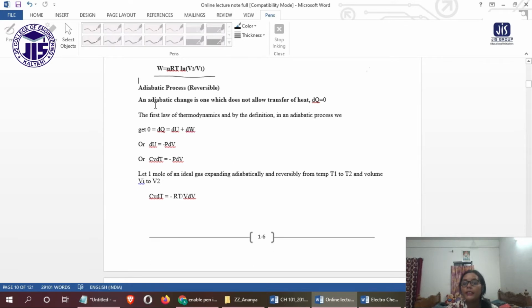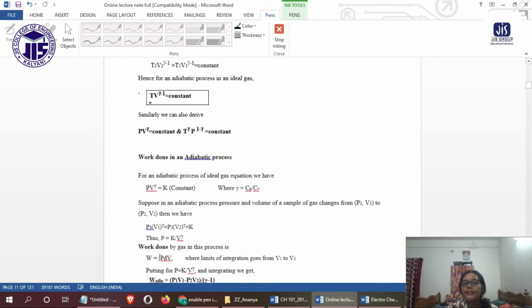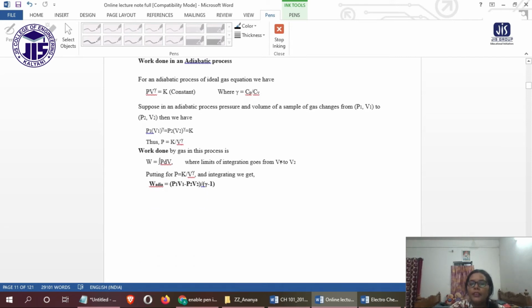Now for the adiabatic process, we have also derived what the work done will be, and after that we got TV to the power gamma minus 1 equals constant, where gamma equals Cp by Cv. Also PV to the power gamma is constant, and T to the power gamma P to the power 1 minus gamma is also constant. So these are some expressions that you may have to prove in your exam.